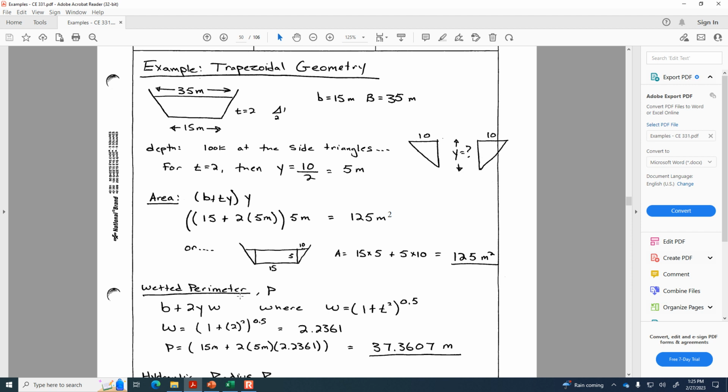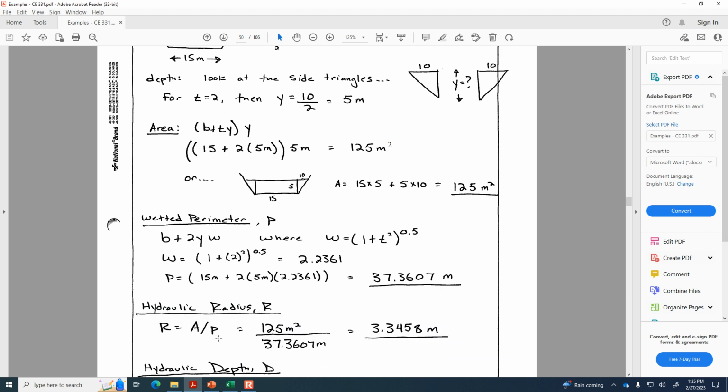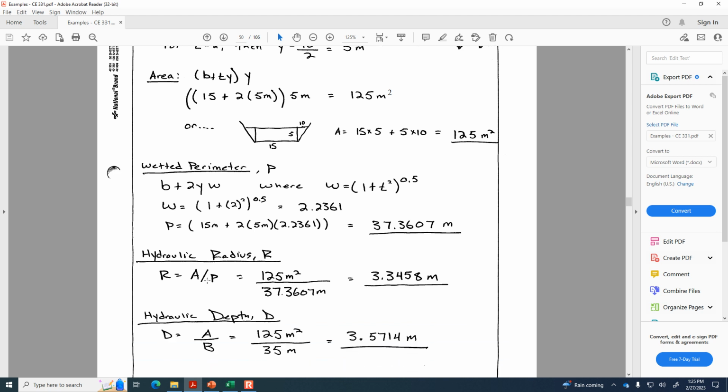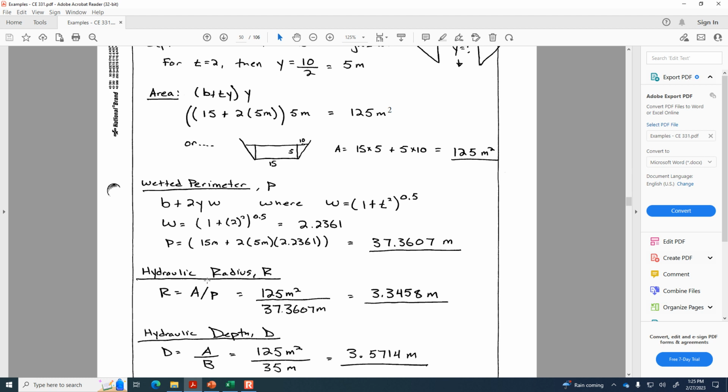So the area should be 125 square meters. The wetted perimeter, 37.36 meters. Hydraulic radius, therefore, 3.34 meters. And hydraulic depth, 3.57 meters.